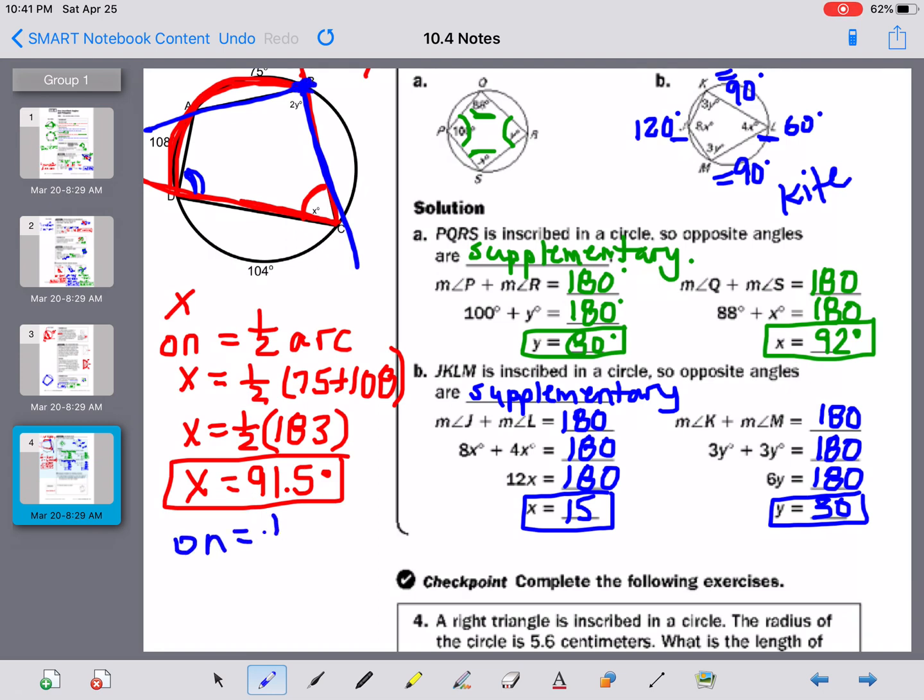The angle is 2y. Half of the arc. So again, following between these two blue lines is my full arc. I have to find that full arc, not just part of it, but the full thing. And that's 108 plus 104. So I get 212.